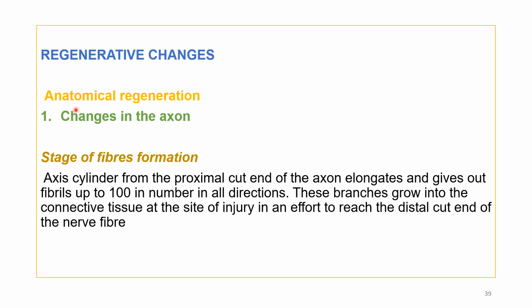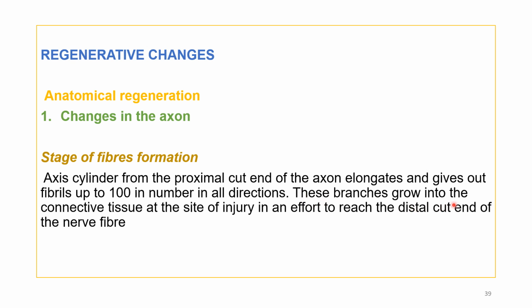Regenerative changes, anatomical regeneration. So, what are the anatomical changes? Changes in the axon. Stage of fibers formation. The axis cylinder from the proximal cut end of the axon will elongate and give up to fibrils. They may be up to 100 in number. They will extend in all directions.